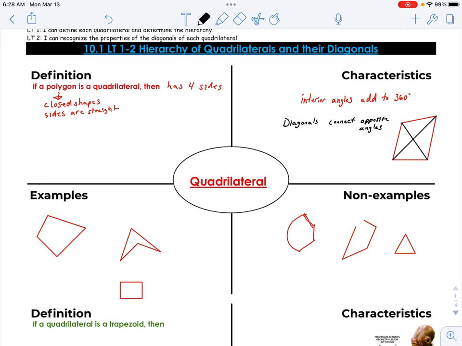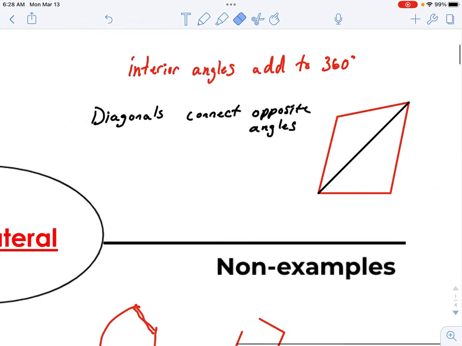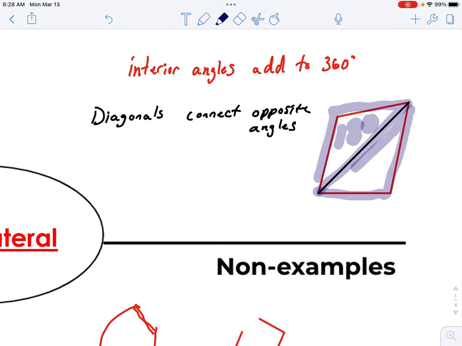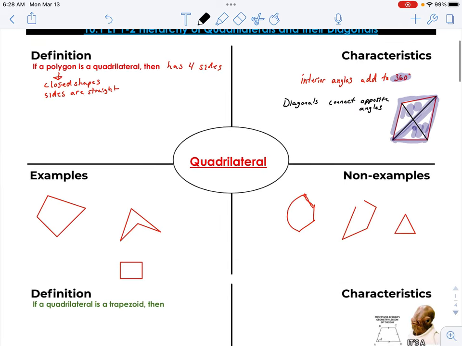It's just a shape with 4 sides. Some examples, non-examples. Interior angles add up to 360. If I erase one of the diagonals, we can tell you why. The angles in this triangle add up to 180. The angles in this triangle add up to 180. You add them together, that's how we get the 360. And I'll add the diagonal back for fun. All right?